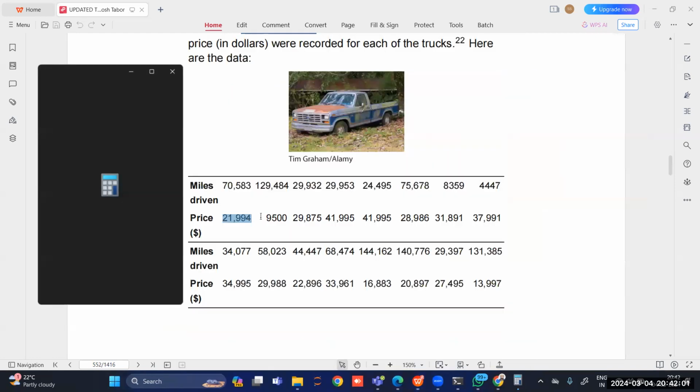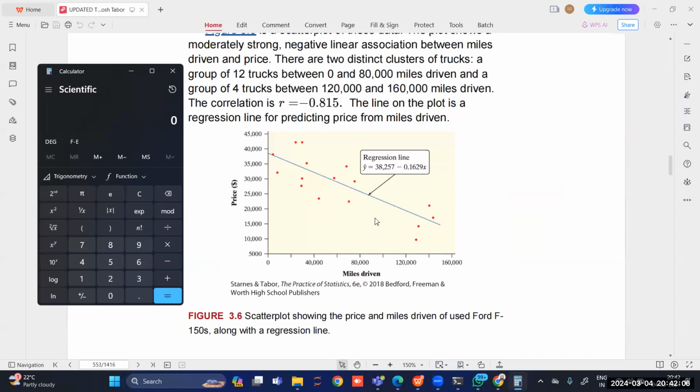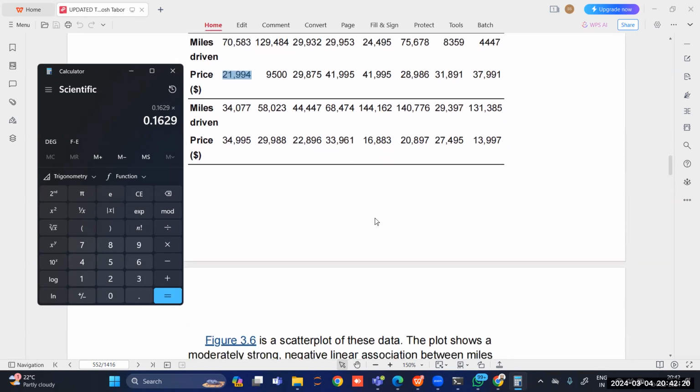Now what we'll do is, according to our regression line formula, we'll calculate it. So suppose, what is our regression line formula? 38,257. Sorry, first I'll multiply it: 0.1629 into 70,583.